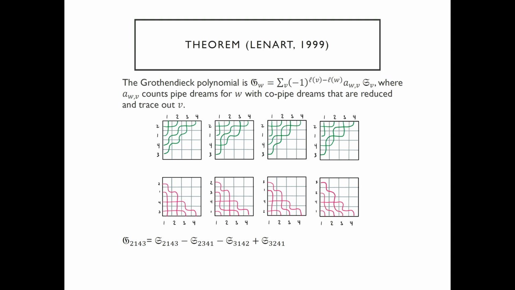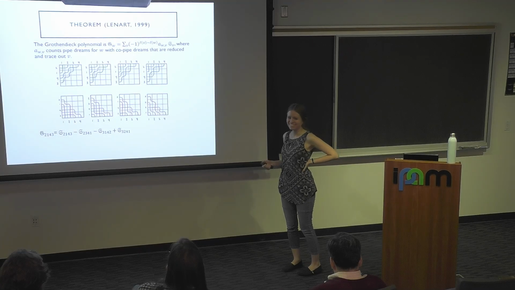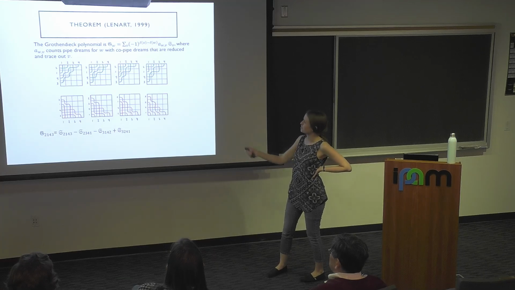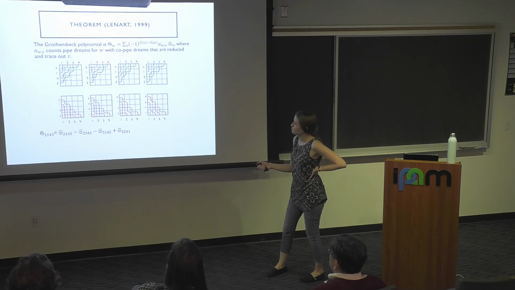So the theorem of Lenart is that we can expand the Grothendieck polynomial in terms of Schubert polynomials. We have a controllable sign, some controlled negativity, based off of how much bigger v is in Coxeter length than w. We get these coefficients times some Schubert polynomials, and the coefficient counts pipe dreams for w with co-pipe dreams that are reduced and trace out the permutation v. So let's unpack that with this example. This is Lenart's theorem, from 1999. This has been around for a bit, but not phrased quite in this way.